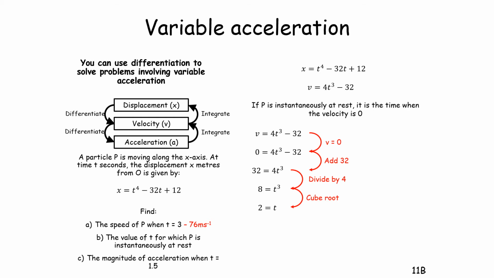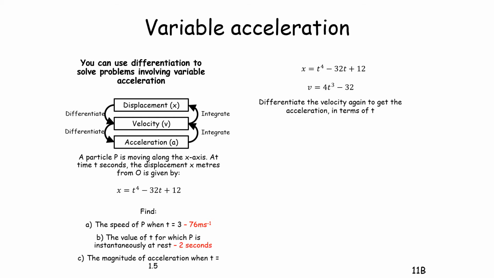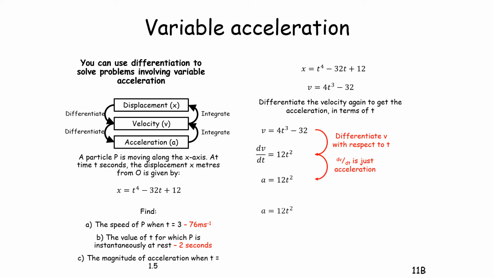So for the next part, to find the acceleration, we're going to differentiate the velocity. So dv/dt will give us 12t squared, and then we replace dv/dt with a, because differentiation of velocity with respect to time is the acceleration, and we simply replace the t with 1.5, and that would give us the acceleration 27 meters per second squared.